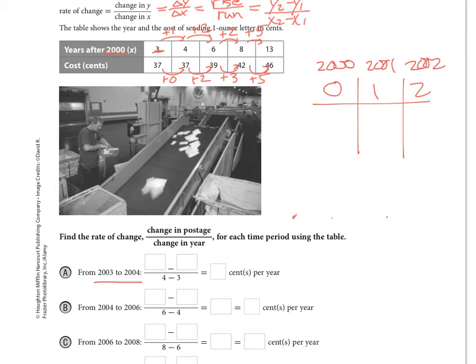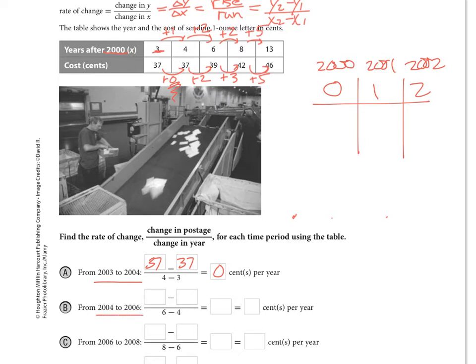So what do we do here? We take the y value for 2004, which was 37, and the y value for 2003, which is 37, and we get 0. So it increased 0 cents, which we could see from the table there. You don't necessarily have to put it into a formula.